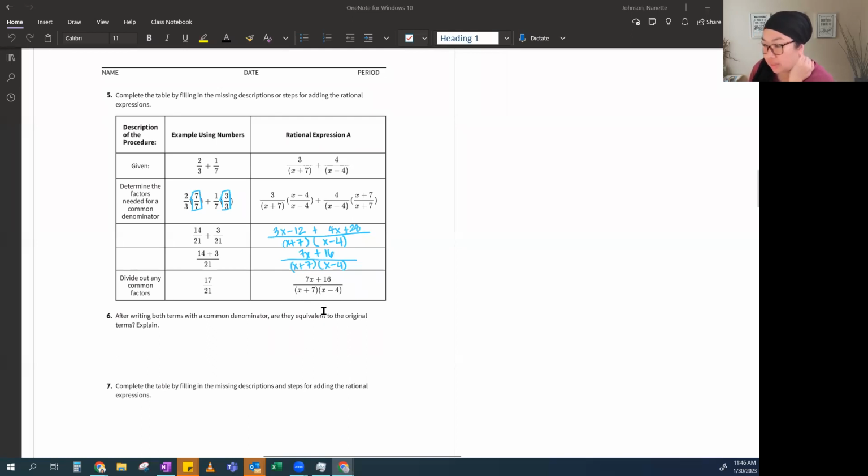So there's my answer. Your last step for every single problem is going to be, can I factor anything else out? Can I factor anything else out? Here, you can't factor anything else out. So that's why your answer is your answer. Here, you can't factor out anything else. So there's the end of our lesson.